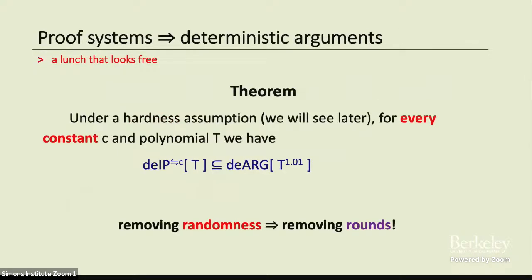Our precise theorem states that under a hardness assumption, which we'll see later, for every constant C and polynomial time T, a constant C round doubly efficient interactive proof system can be derandomized with a small overhead. So here we remove both the randomness and also the number of rounds.